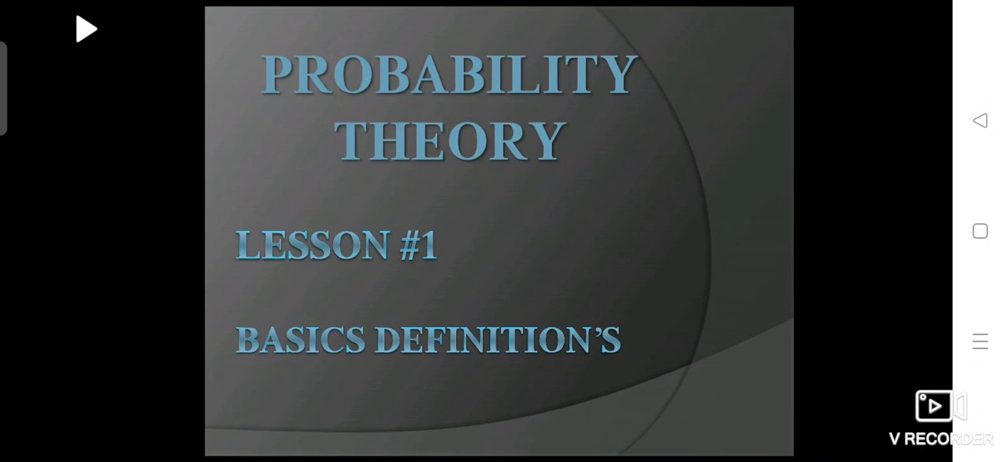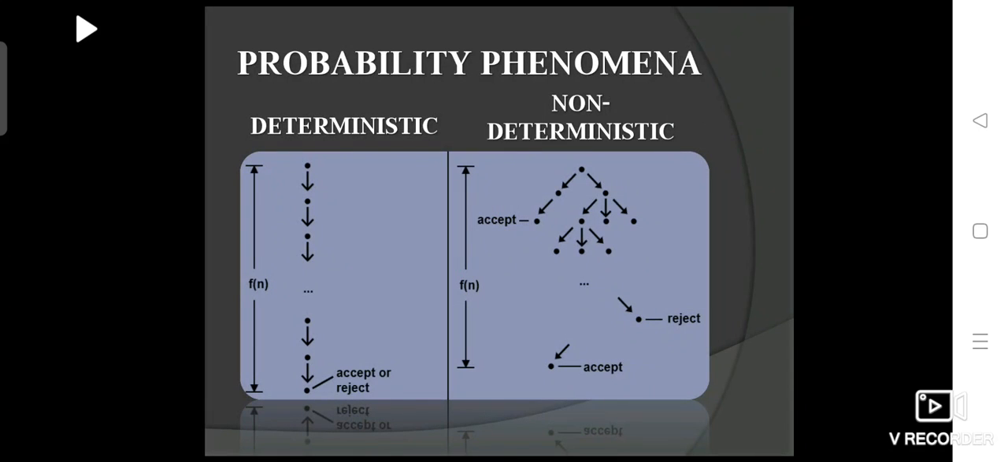Now we are starting the lecture series of probability theory, lesson number 1, based on basic definitions which you must learn before studying probability. First one: which type of phenomena occur in probability theory? Two types of phenomena: deterministic and non-deterministic.